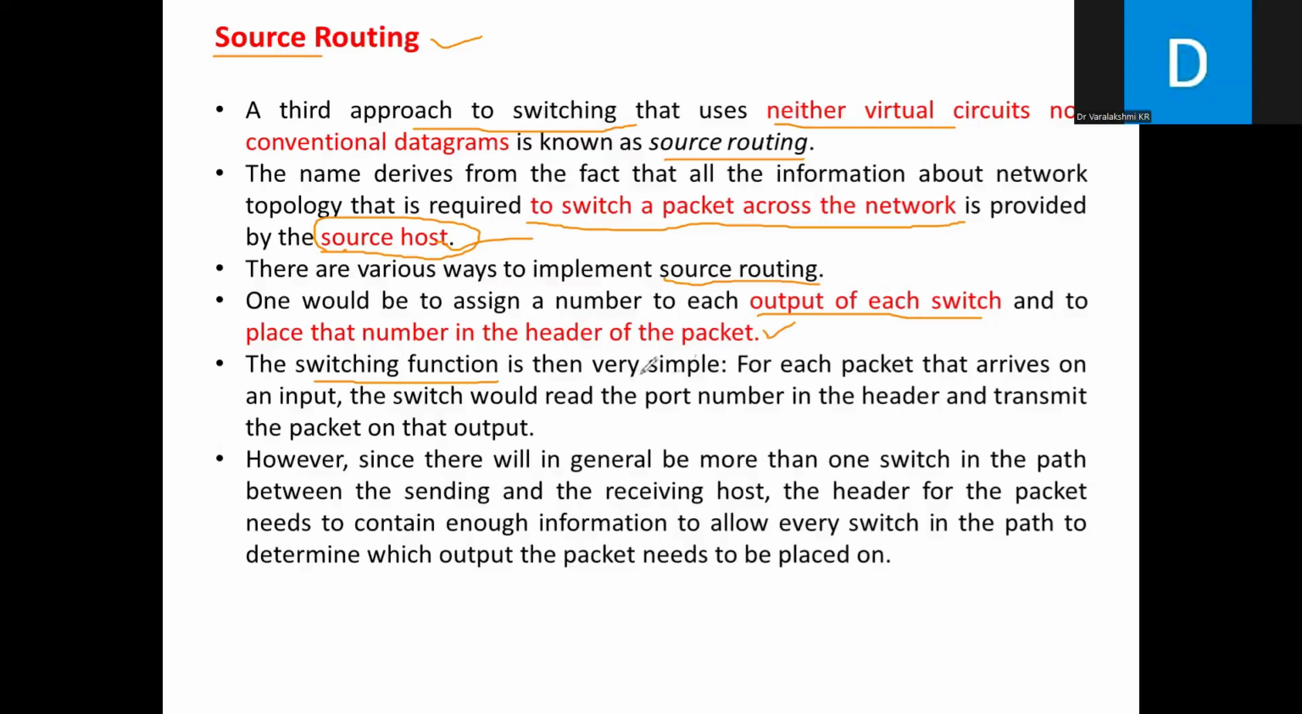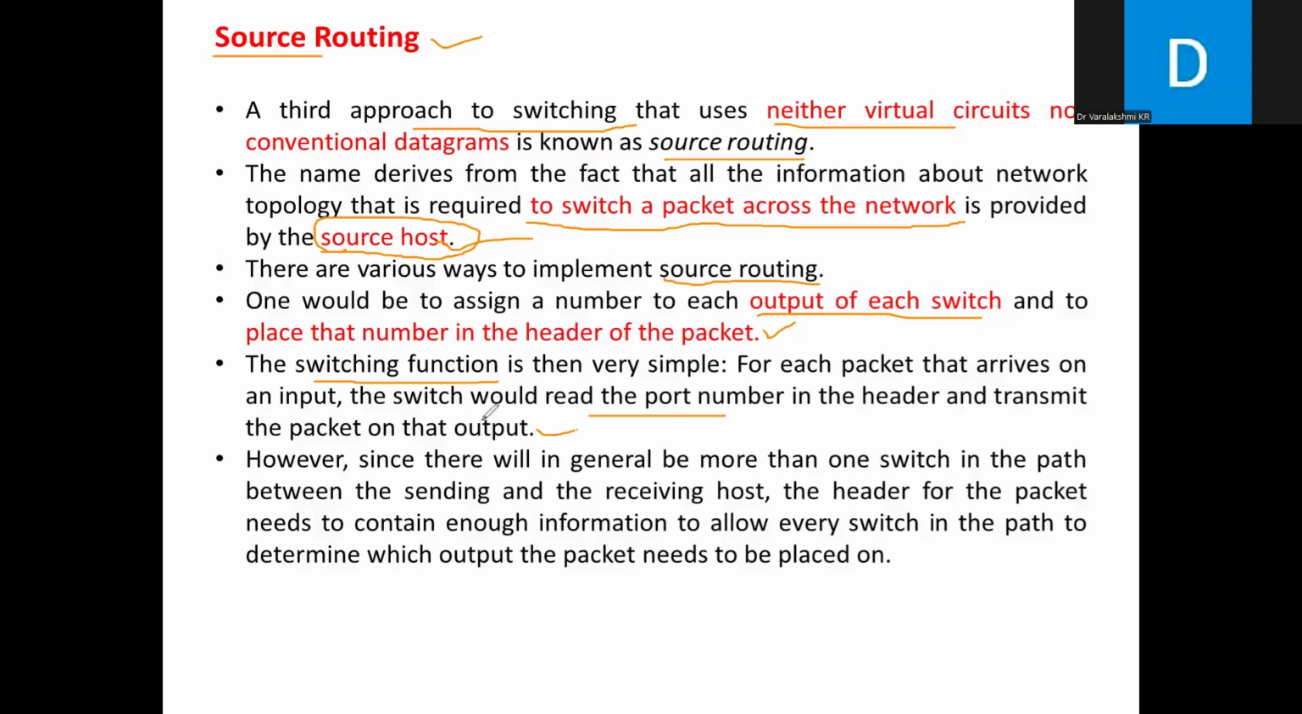For each packet that arrives at an input, the switch would read that port number, because here we are assigning a number to each output. So the switch reads the port number in the header and, based on that information, transmits the packet on that output. However, in general, if we have more than one switch in the path between the sending and the receiving host, this covers only one switch.